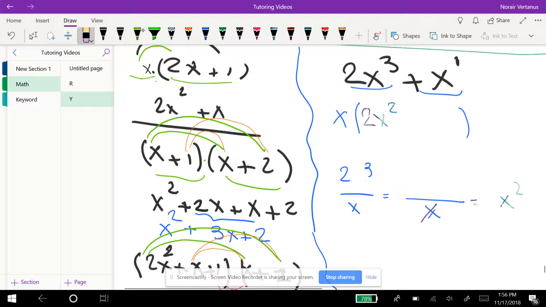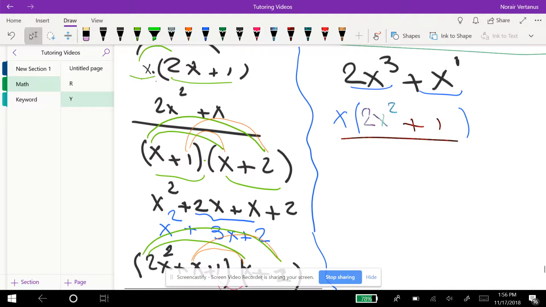So erase these. And then now x to the first divided by x. X divided by x is just 1, right? It's going to be plus 1. So that's the answer. If we go back, we just talked about distribution, how you distribute. If you want to distribute, you can check your work. See, this times this, you get 2x to the third, and this times this, you get positive x.